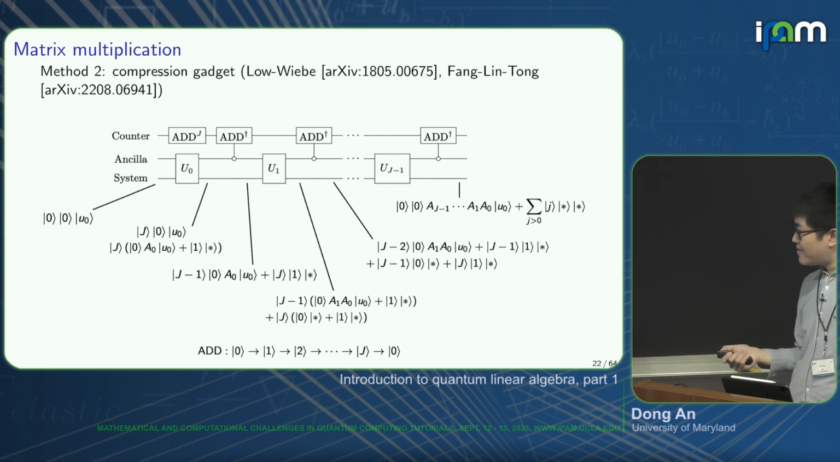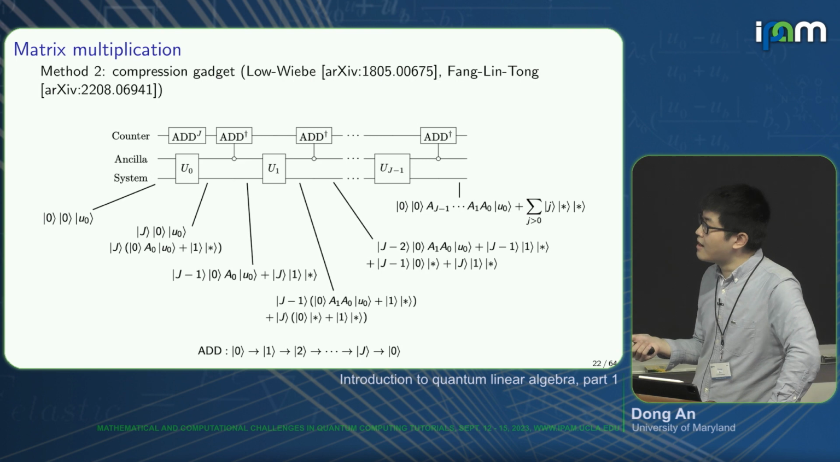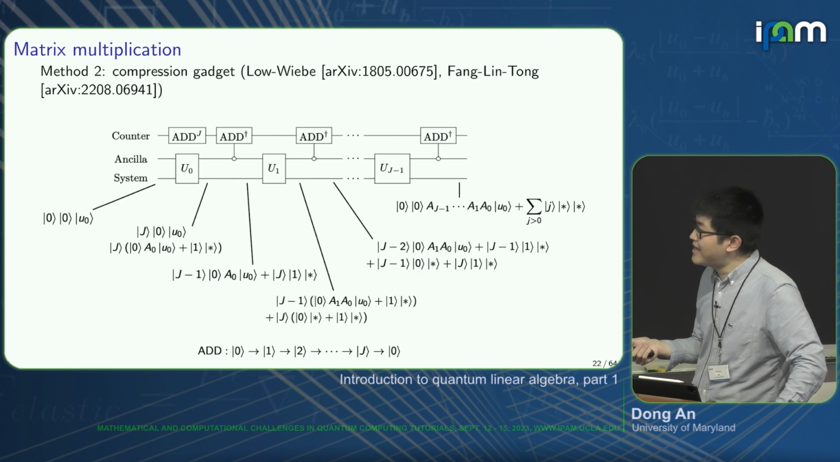So this is the add oracle, and then what we are doing is that first, on the counter register, we apply this add oracle to the power j, which means that we are setting this counter register to the value j.